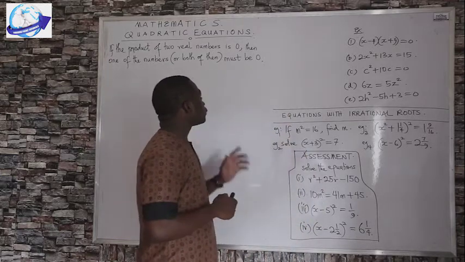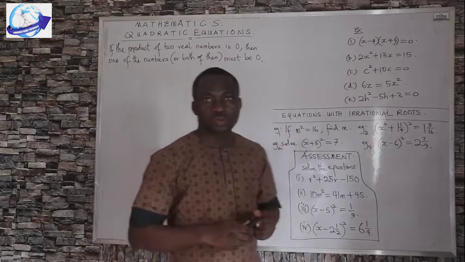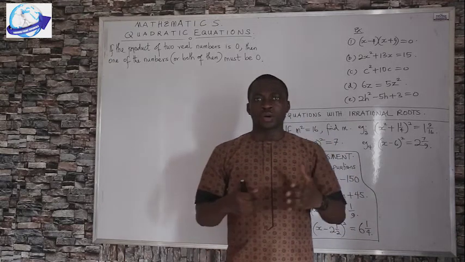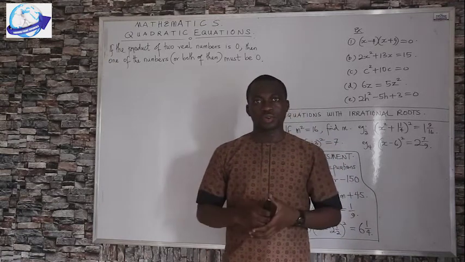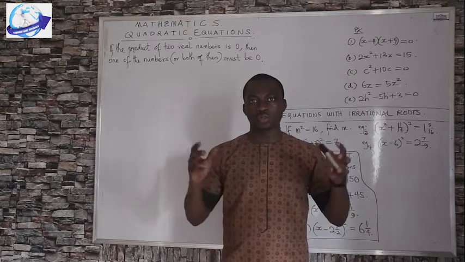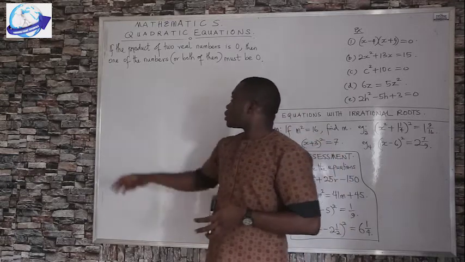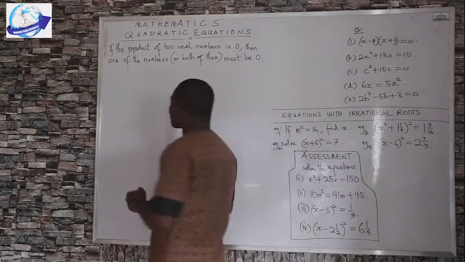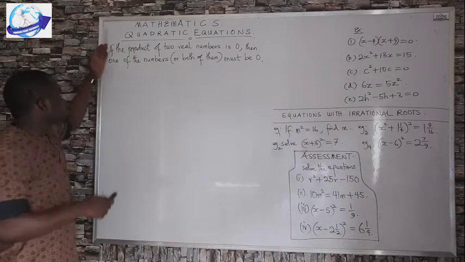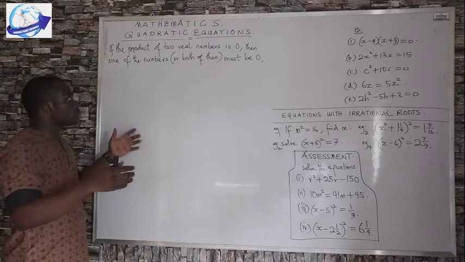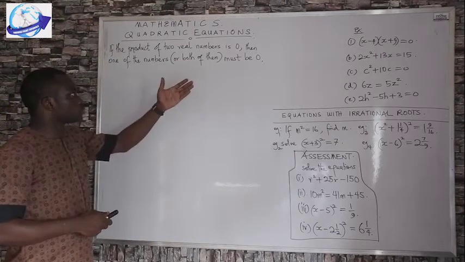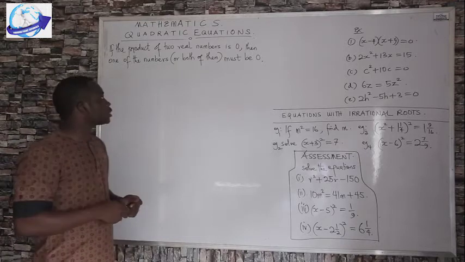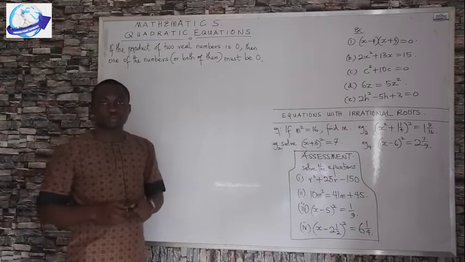Today we are having a topic in mathematics that is a quadratic equation. Okay, now this topic is a very simple one, so we'll just go with that flow. Now, if you look at the board, we have a statement here that if the product of two real numbers is 0, then one of the numbers or both of the numbers must be 0.